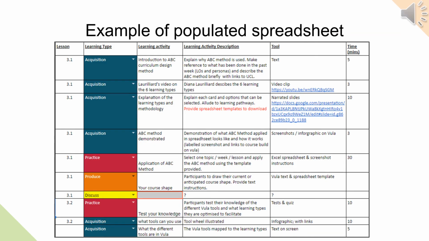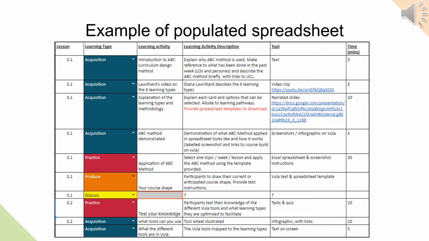So, how do you go about using these 6 learning types? There are different ways that the ABC method can be used. For the remote teaching and learning context, we suggest that a spreadsheet document be used. You can make use of your spreadsheet from session 1 that you have worked on and add in the additional columns, or simply download the template on Vula in session 3. You can also create one if that is easier for you.